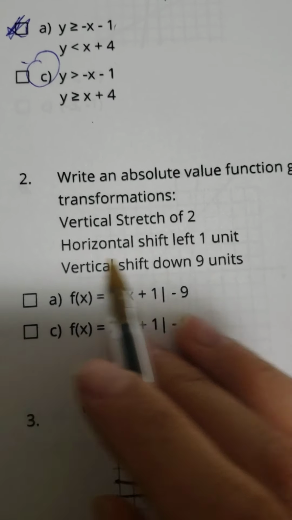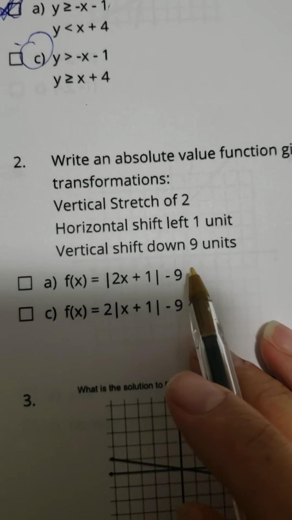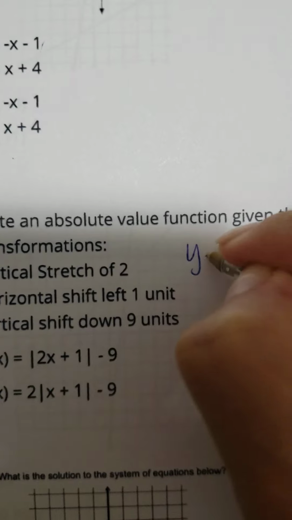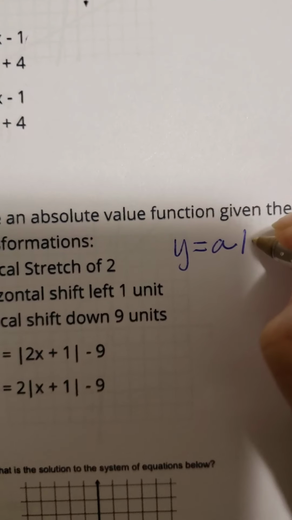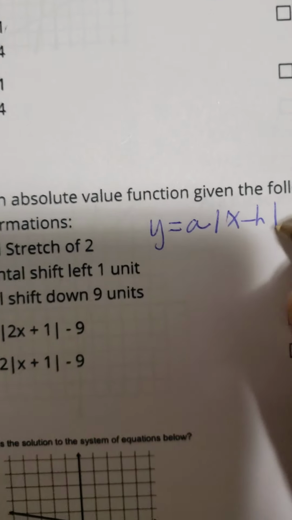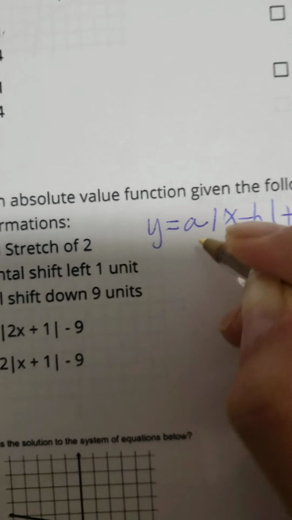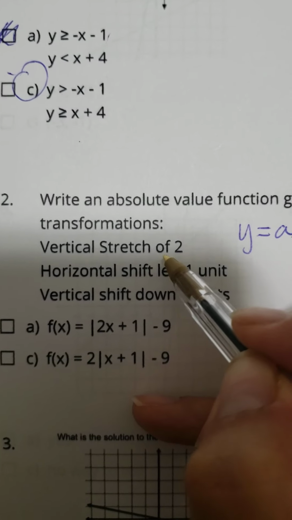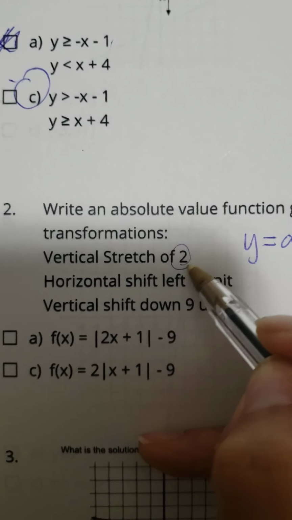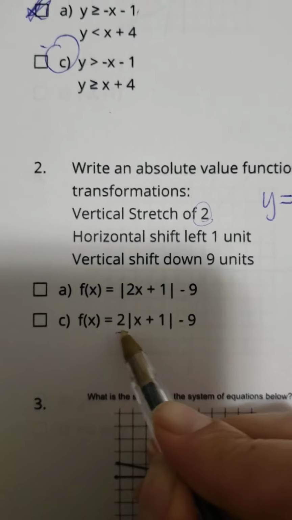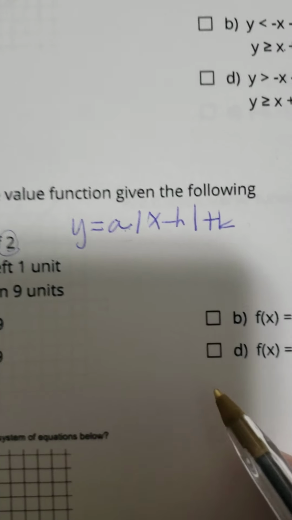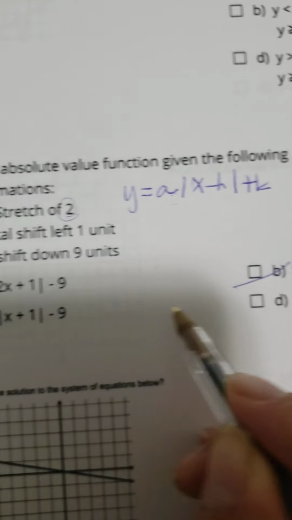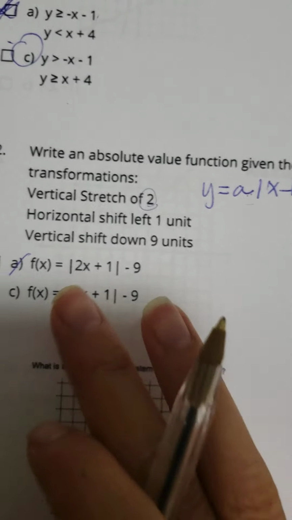All right, number 2, it says write an absolute value function given the following transformation. Vertical stretch of 2, horizontal shift left 1 unit, and vertical shift 9 units down. So we're gonna use the vertex form of absolute value functions, where the A would tell us if it's a vertical stretch or vertical compression. So if it's a vertical stretch, then it's a 2. This one has a 2 in the front, in place of our A, and this one has a 2 in front. So then B and A are out, so it's between C and D.